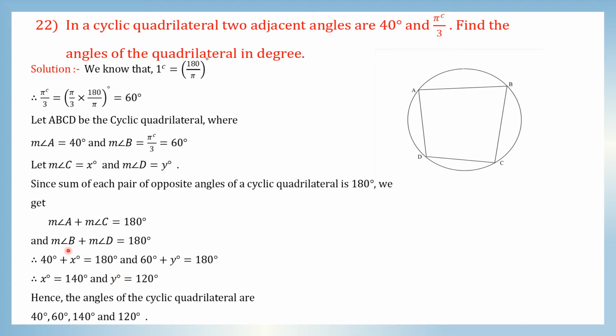Also, measure of angle B is 60 degree. Here measure of angle D is y degree. 60 degree plus y degree equal to 180 degree. Take 60 degree on RHS, then y degree equal to 180 degree minus 60 degree equal to 120 degree. Here the angles of the cyclic quadrilateral are 40 degree, 60 degree, 140 degree and 120 degree.